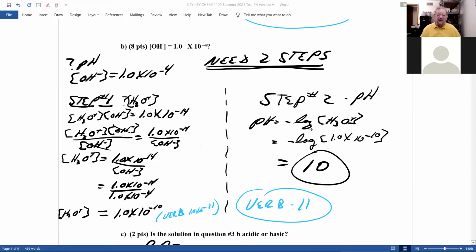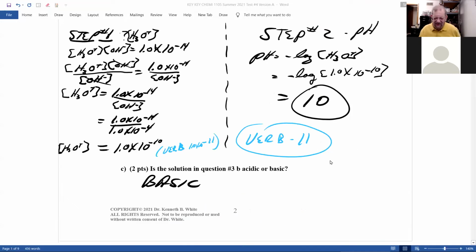And step 2, pH equal minus log hydronium. You just calculated it, 1.0 times 10 to the minus 10. And therefore, the pH is 10. You do the same thing for version B, and it's 11. Part C is the solution in question 3B acidic or basic? And the answer is basic, because anything above 7 pH is basic, and 10, 11 is definitely greater than 7.